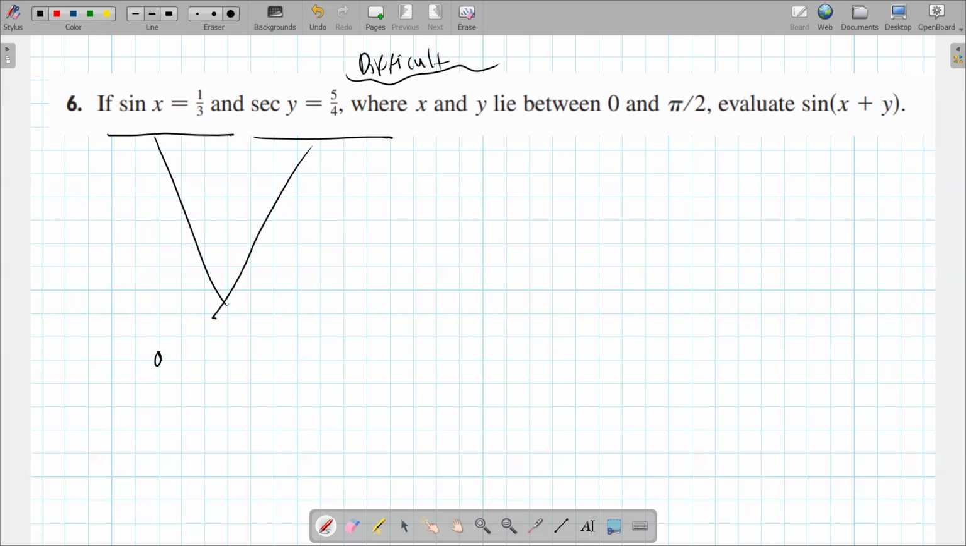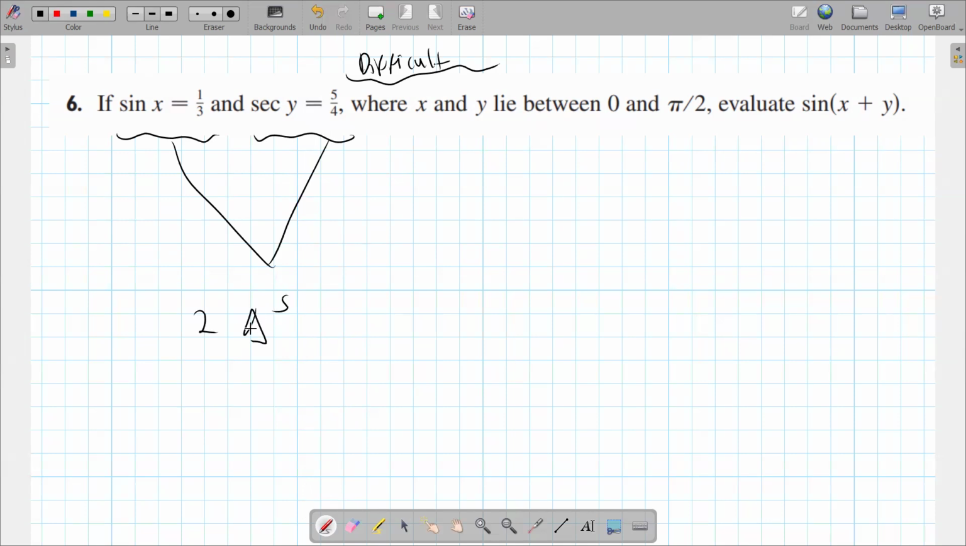Remember this, a ratio is simply a triangle. So they've given us one triangle here, and they've given us one triangle here. So in total, we have two triangles, where x and y lie between 0 and pi over 2. Now that is critical information. They're telling you which quadrant our triangles are in. This is the clue. Which quadrant are we in between 0 and pi over 2?